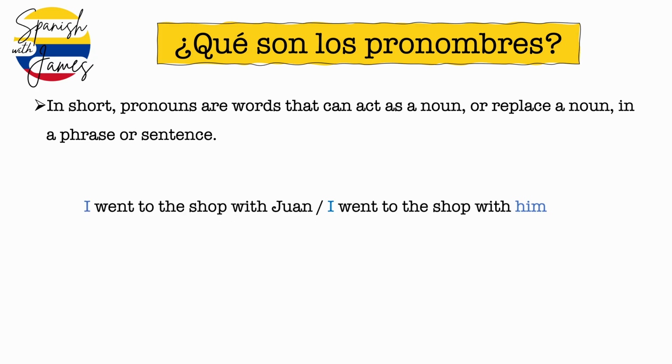So in English, I might say, I went to the shop with Juan. Here the pronoun I is a subject pronoun. It's telling me who did the going, who did the verb. And since I'm going with Juan, if I've already mentioned Juan, I could say I went to the shop with him. So him is replacing Juan.